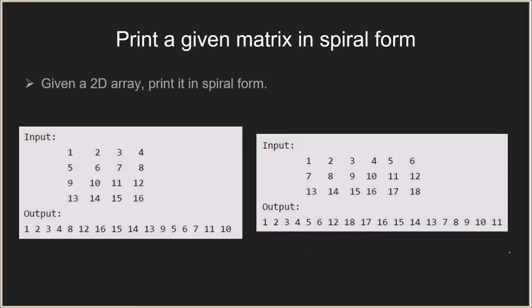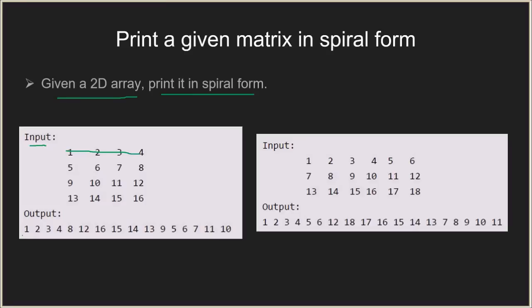Today we are going to see how to print a given matrix in a spiral form. In this problem, you will be given a 2D array and you have to print it in a spiral form. For example, you are given this 2D array as input. So the output of this input array should be 1, 2, 3, 4.